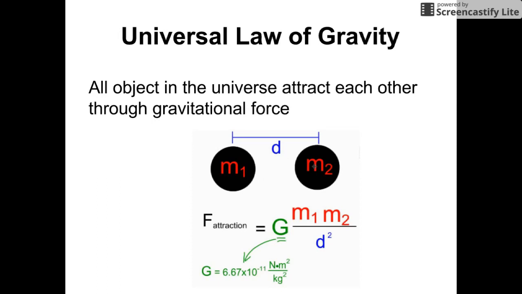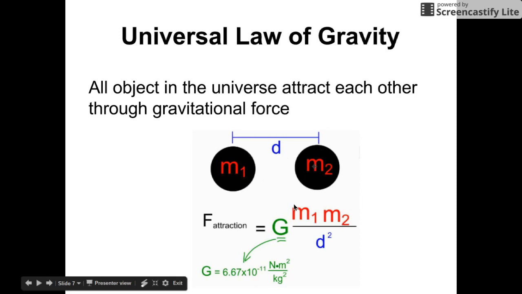Here on the screen, we have the universal law of gravity. The force of gravitational attraction is equal to this constant times the masses of the 2 objects multiplied together divided by the distance between the objects.